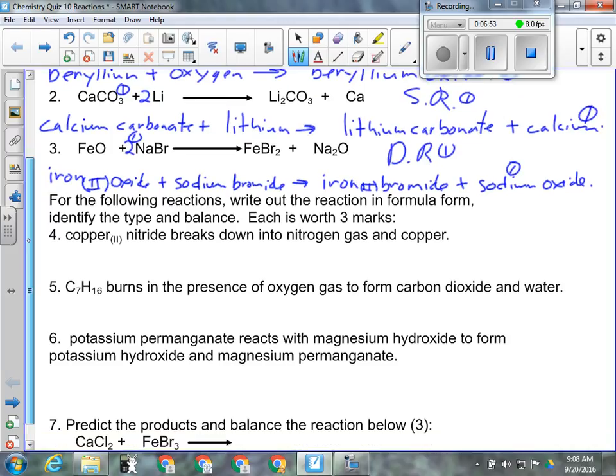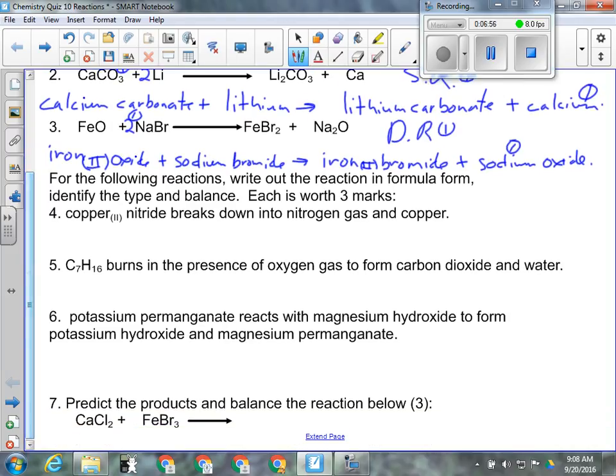Okay, moving on down to number 4 here. I have copper 2 nitride. So copper is Cu. The Roman numeral tells me I'm dealing with the 2+ variety. Nitride is always -3. So I have Cu3N2 breaks down into nitrogen gas and copper. That's what the reaction's got to look like. 1 mark for that.